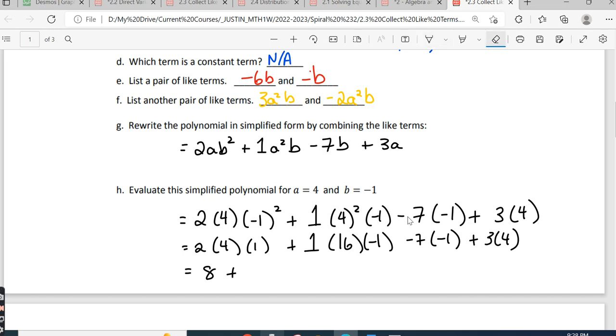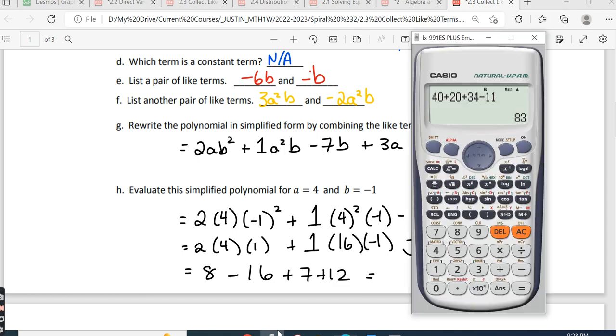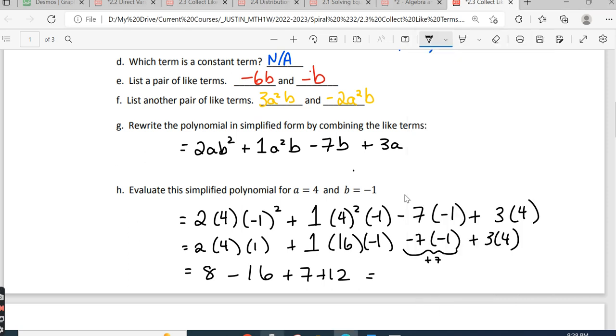So to make things easier, I'm just going to turn this into a negative 16. Negative 7 times negative 1 will give me positive 7, so plus 7. And then 3 times 4 is plus 12. Let's add these up and see what we get. 8 minus 16 plus 7 plus 12 equals 11. Done.